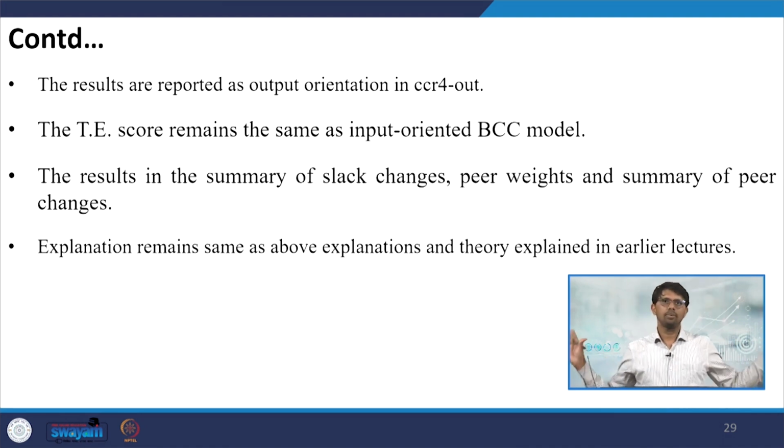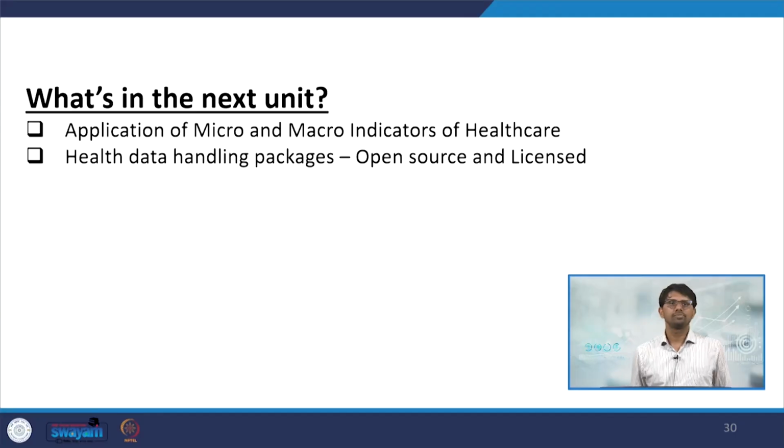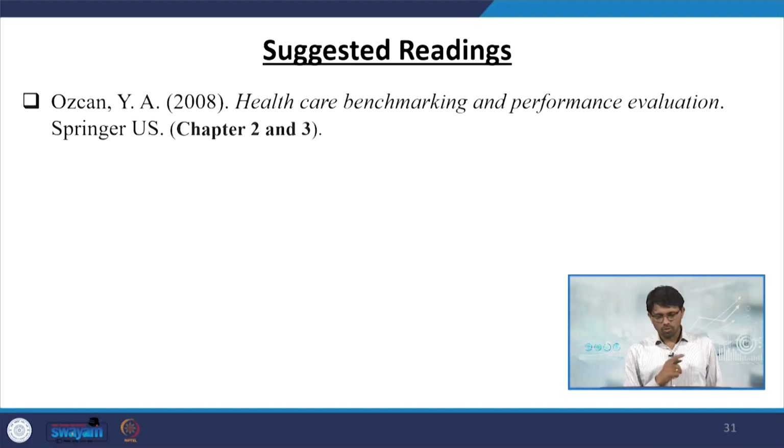So, that is all. I think I have clarified everything needed to operate DEAP, the efficiency scores and their interpretations. I am quite sure that you will be happy to apply it in your paper. In the next unit we will be discussing micro and macro indicators of healthcare, and health data handling packages, open source as well as licensed data. We will explain and give you hand-holding on those data. To follow the lecture clearly, we refer to the author's chapters 2 and 3 for better reading.